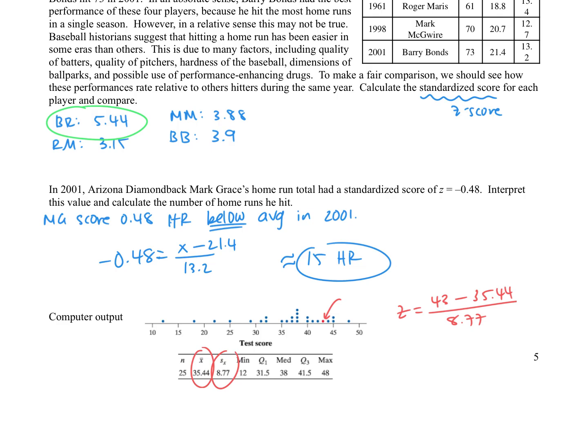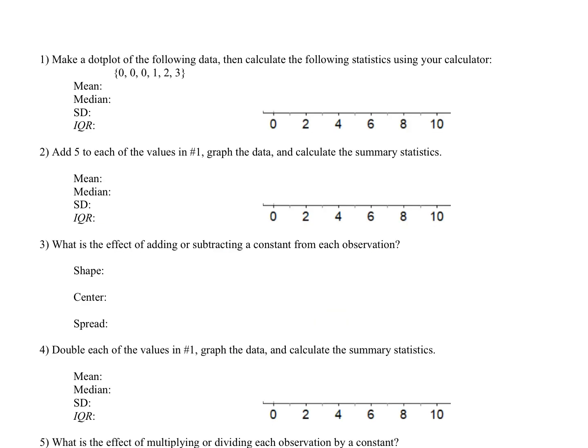Okay, continuing on to the next page. On this page, we're going to be doing a little bit of an investigation. We are starting with this data set right here, 0, 0, 0, 1, 2, 3. We're going to start by graphing that distribution. So if we make a dot plot, we have 0, 0, 0, 1, 2, 3. We're going to calculate the mean, the median, the standard deviation, and the IQR.